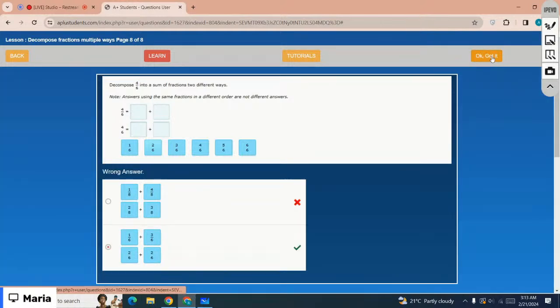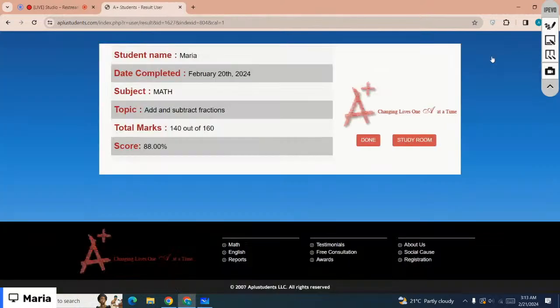Okay, we are done with the lesson. Let's just move on to the next lesson. Oh, that's 4. 3 plus 1 is 4 and 2 plus 2 is 4. Option number 2 is the correct option. Okay, we are done with the lesson. Let's just move on to the next lesson.